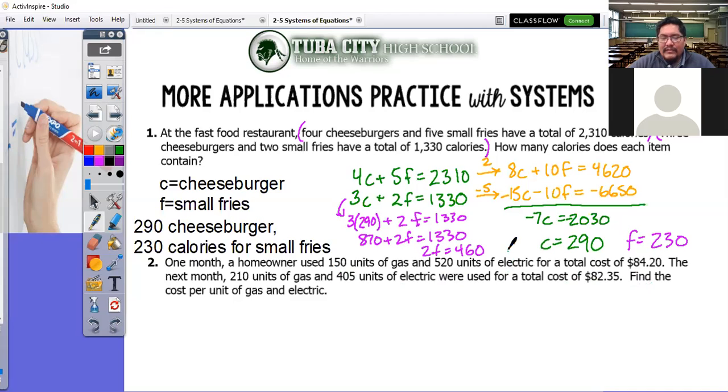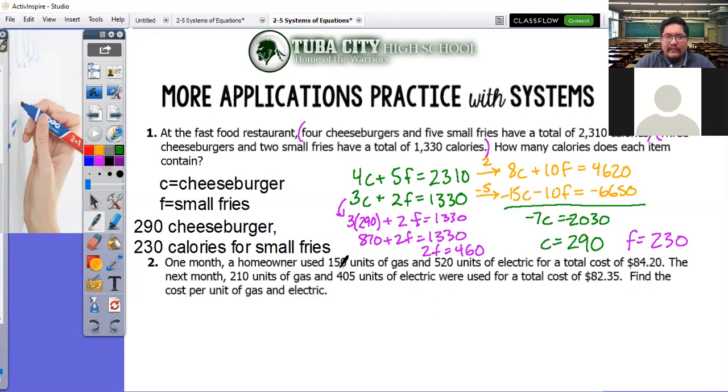Okay, so this person's using two different things, and there's our introduction. A homeowner used this much gas and that much electric, and it kind of goes right into the whole thing. In fact, there's not really much of an introduction statement. So let's go ahead and just get started.